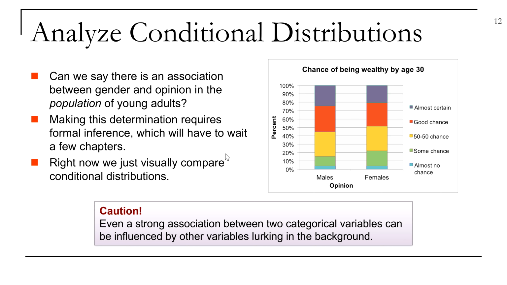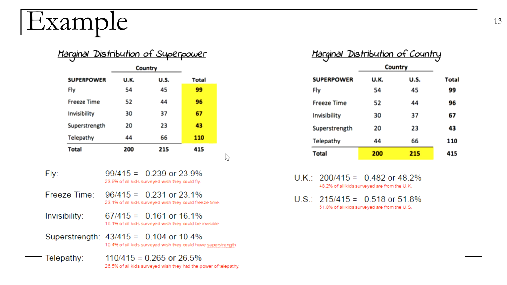So remember, even though there is a strong relationship, we can't get causation here. There might be another variable driving everything. So we have to be very careful and say it's not causation. There might be a relationship between different opinions between men and women, but we don't get causation yet.